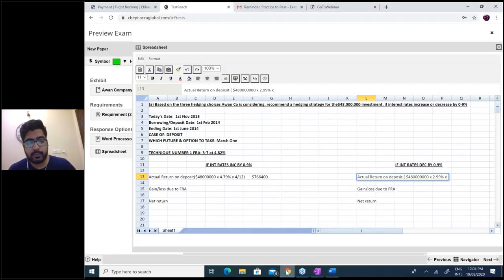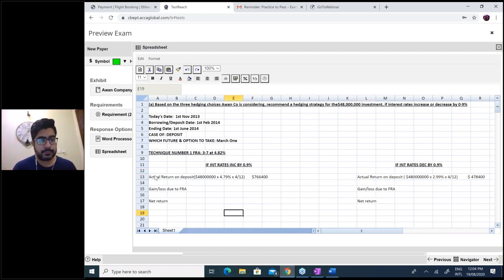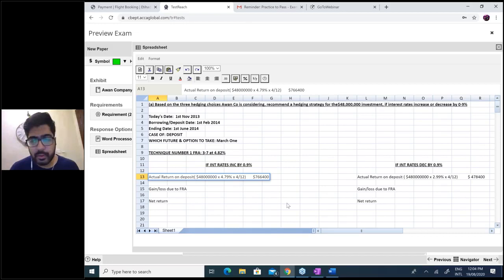Into time period. For how long are you planning to borrow a deposit? 4 months over 12 months. Okay. What is the amount? Let's calculate. $478,400. Okay. This is the working of actual return on deposit. Take the amount into the actual interest rate into the time period. You need to deposit for 4 months over 12. Actual interest rate: you can invest at 4.09 less 20 basis points, 3.89. If they increase by 0.9, it becomes 4.79. If they decrease by 0.9, it becomes 2.99. You can take any questions on that.